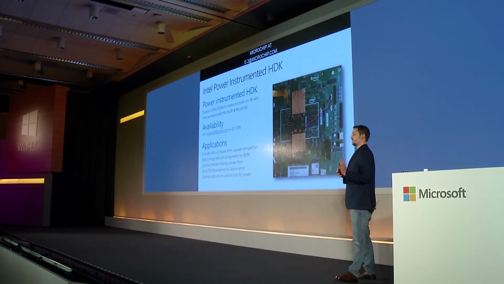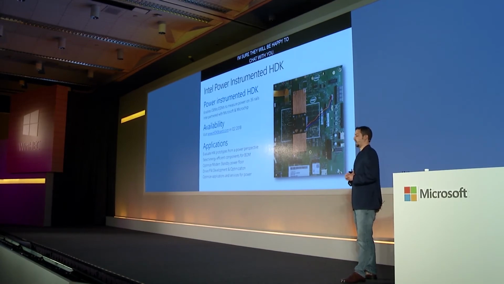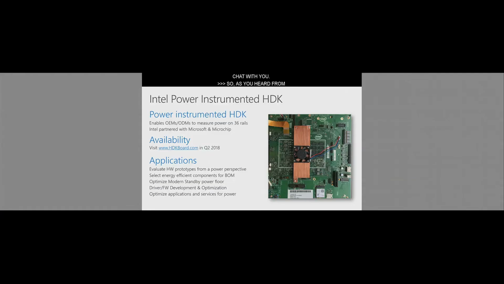As you heard from Jackie Zhao earlier, Intel partnered with Microsoft and Microchip to develop a precise power measurement solution that is expected to cost less than $1,000 and is capable of monitoring power on 36 rails. Intel is developing the hardware design, BIOS, EC, and samples. Microsoft developed the power meter driver and the application that's used for viewing and saving the power data. And as I mentioned earlier, Microchip is delivering the power meters. This solution enables OEMs and ODMs to plug and play different components and firmware to measure power and select parts for your BOM that meet your power modeling goals.